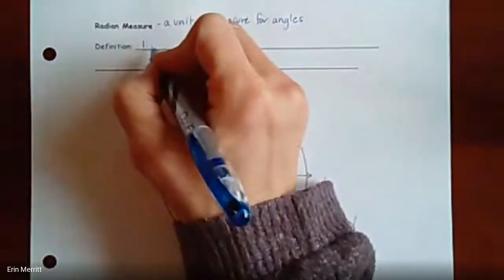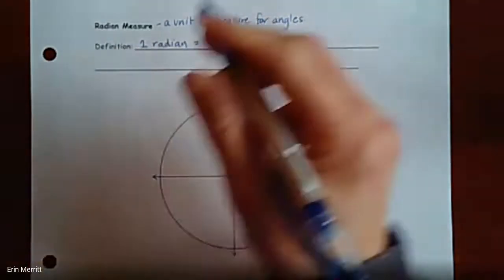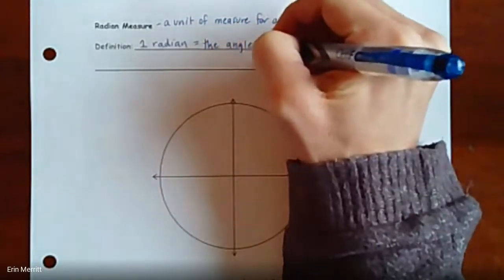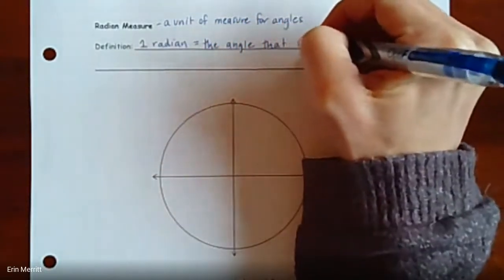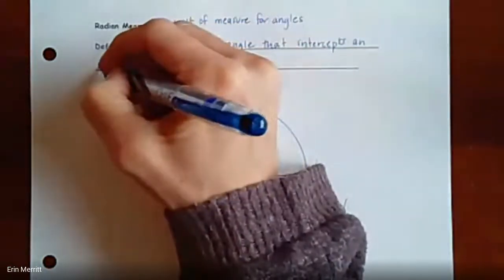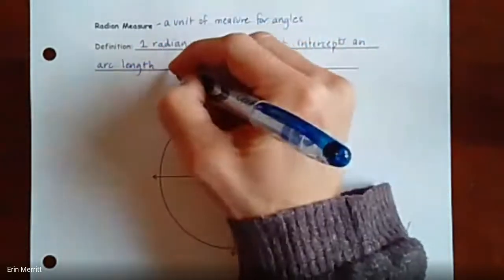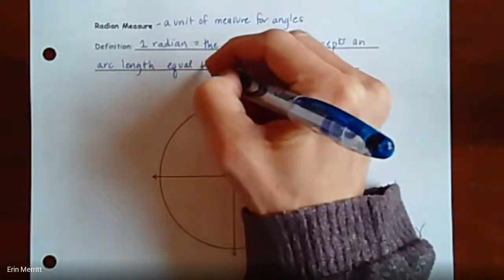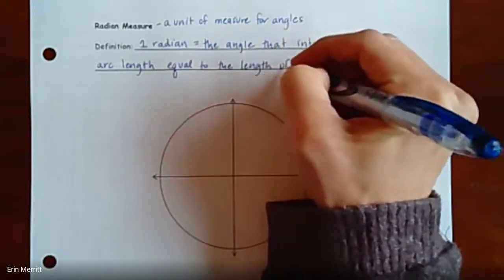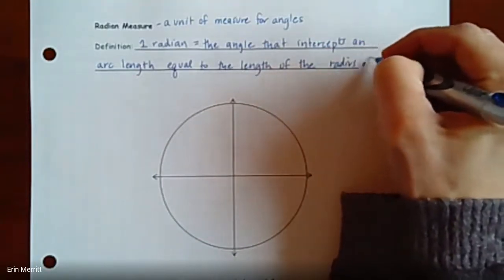And the definition is that 1 radian is equal to the angle that intercepts an arc length equal to the length of the radius of the circle.